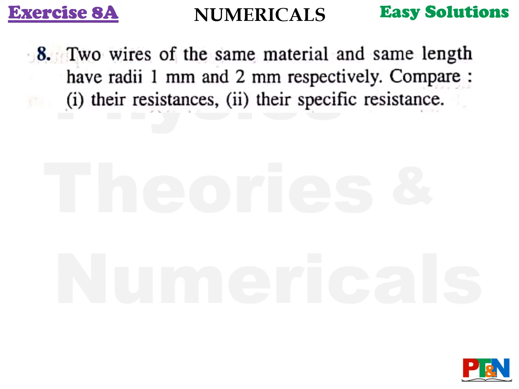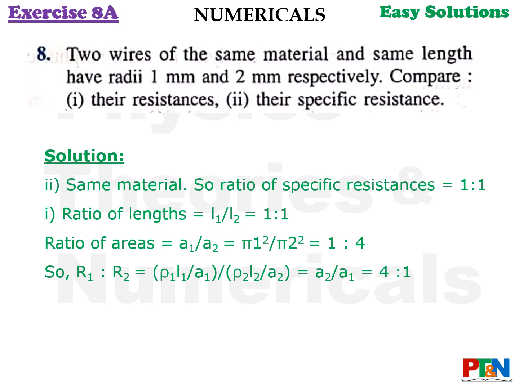Two wires of the same material and same length have radii 1 mm and 2 mm respectively. You need to compare their resistance and their specific resistance. Again, an easy one. It is the same material, so the specific resistance or resistivity, that is the rho value, will be the same. So the ratio of the specific resistances is 1:1.